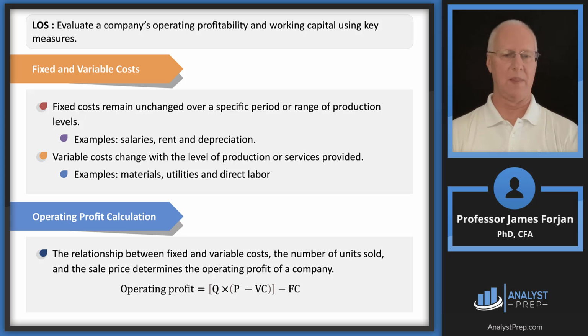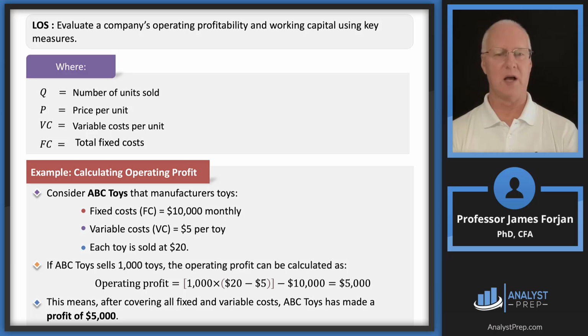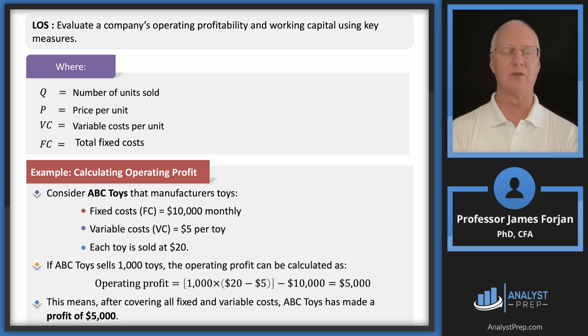So there's a good equation down at the bottom for operating profit. We do this with our Q's and P's, right? So we take Q and then we multiply that by price minus the variable costs. And then we subtract out our fixed costs. Here's a super quick example. Ready? Fixed cost $10,000, variable cost $5,000. Each toy is sold at $20. There's the operating profit of $5,000.